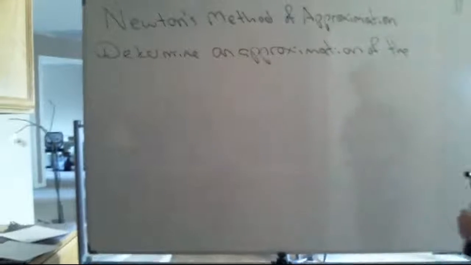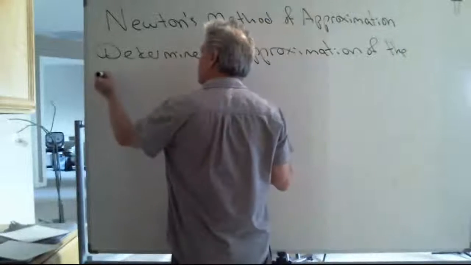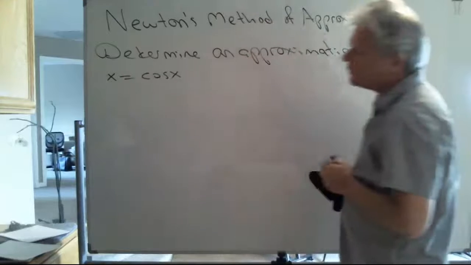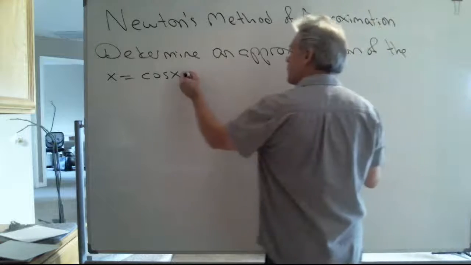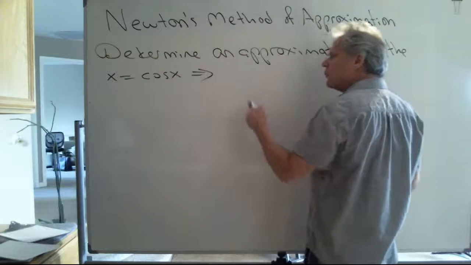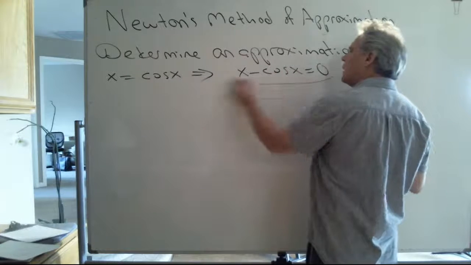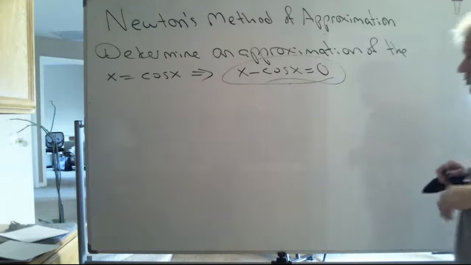So let's use Newton's method of approximation to determine an approximation of the equation x equals cosine of x. But as you saw visually, this is a game of playing with approximating x-intercepts to the graph of the equation y equals f of x. So if you don't mind, I'm going to rewrite this. So bringing everything to one side, I don't care which. There is the equation for which I'm going to find an approximate solution.